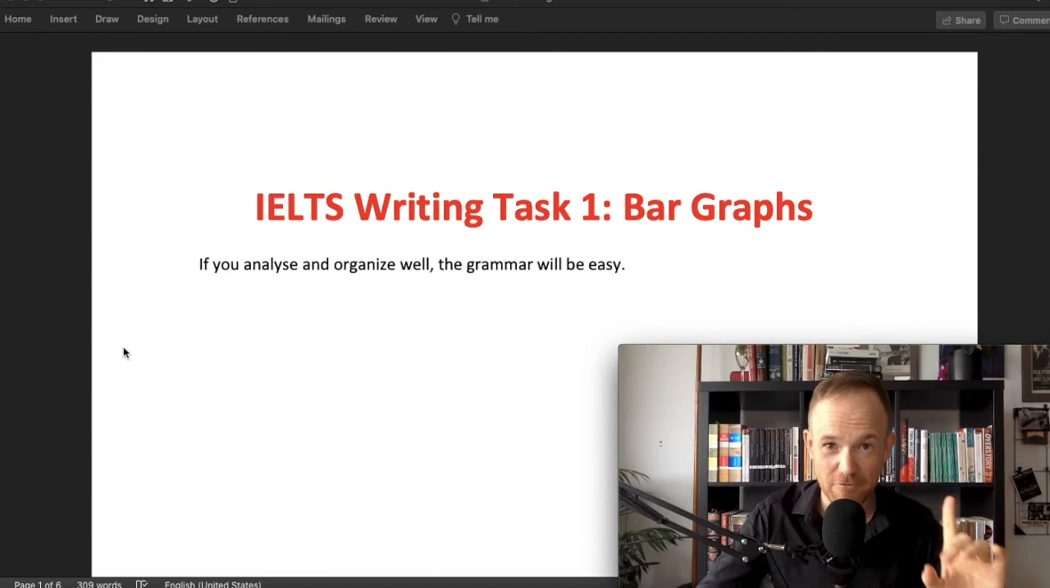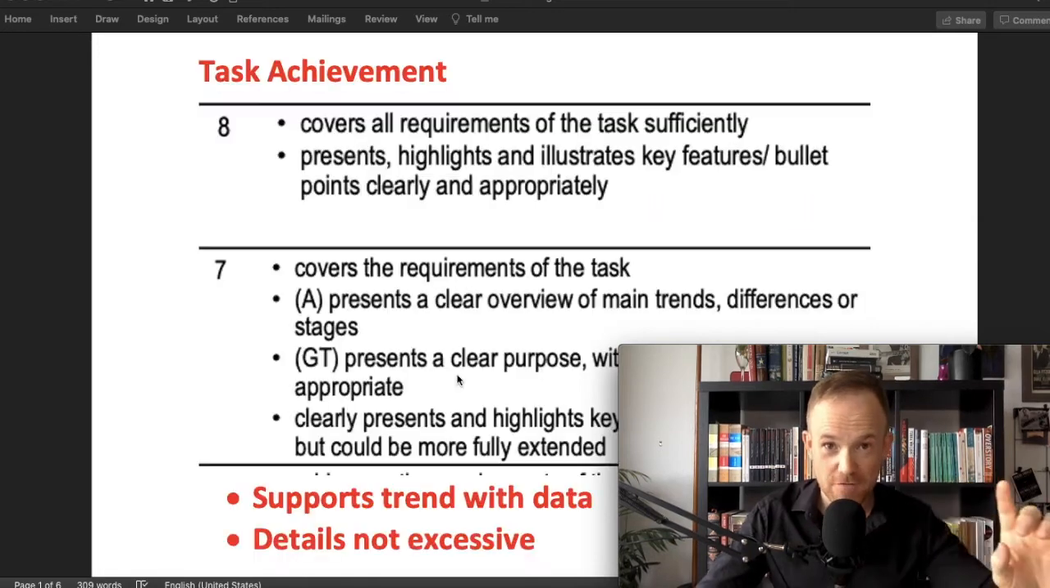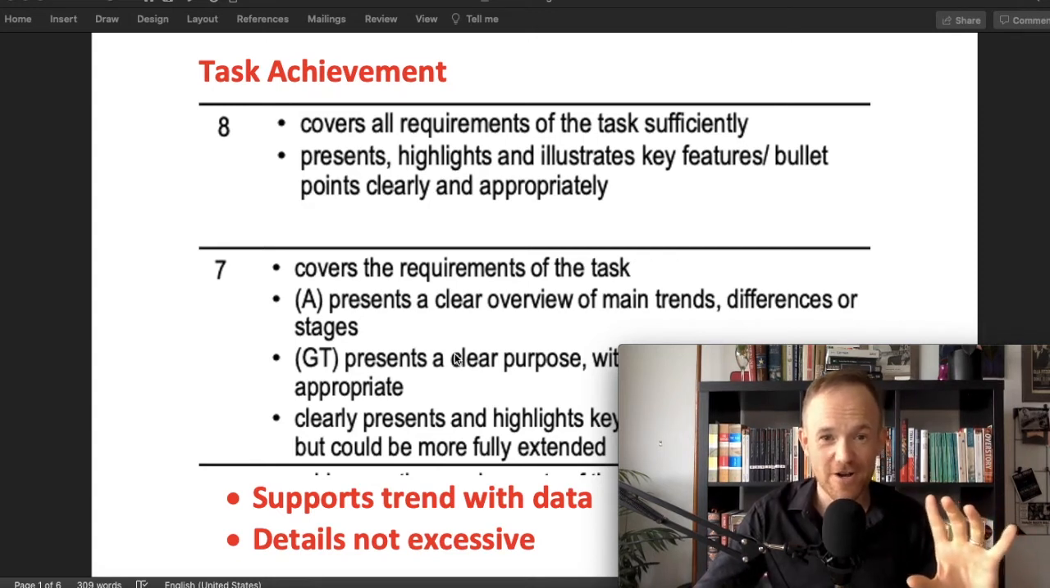Let's very quickly review what the IELTS band descriptors look like and what we want to look at to improve our writing score. First of all, task achievement. This is something that a lot of people miss, a lot of teachers even miss in their IELTS Task 1 writing. Now, we're looking at getting a higher score, so let's look at these two things that get overlooked all the time. The first one here, for an 8, presents, highlights, illustrates key features and bullet points clearly and appropriately. Today, you will see how to do this.